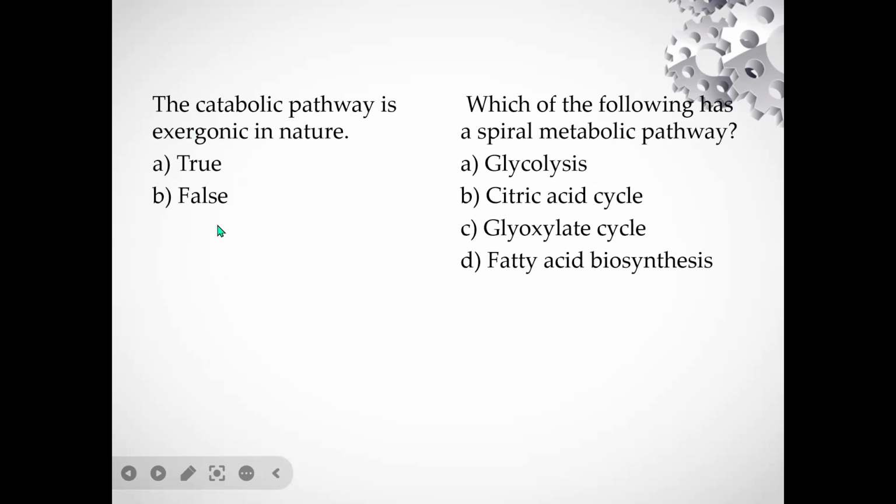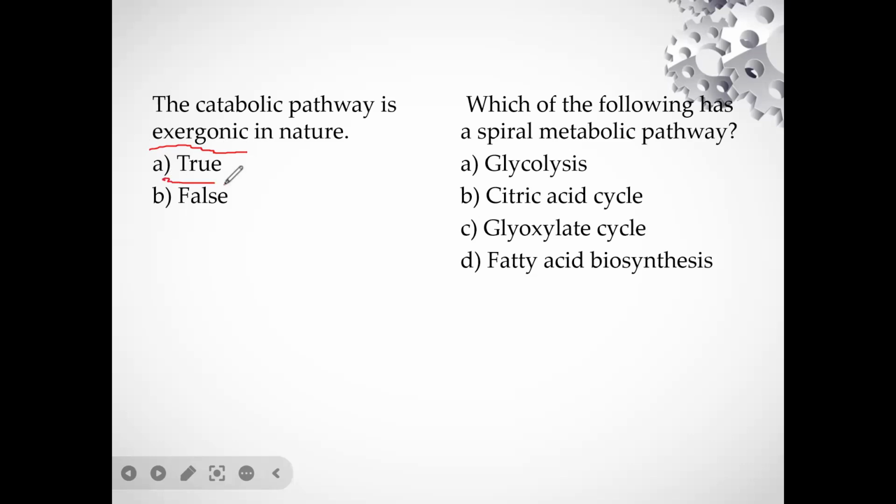So catabolism usually involves the breaking down of larger molecules into smaller ones with the release of energy. So energy is generally released during glycolysis, during catabolic pathways. Because energy is generated in the process of catabolism, the pathway is called exergonic. So the answer is true.